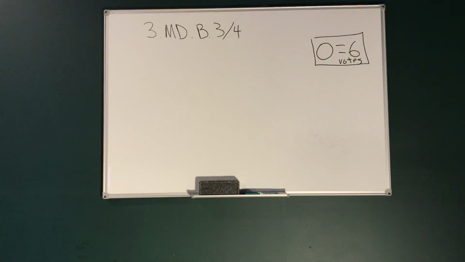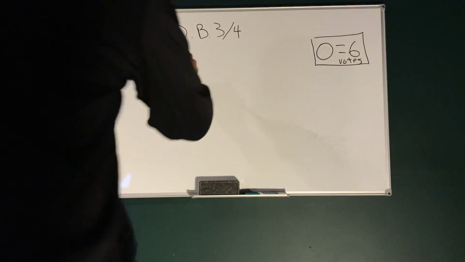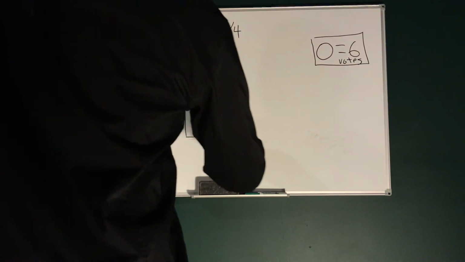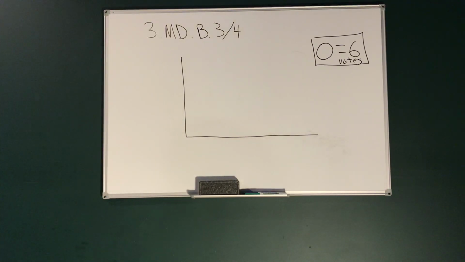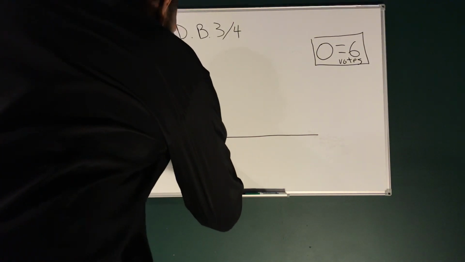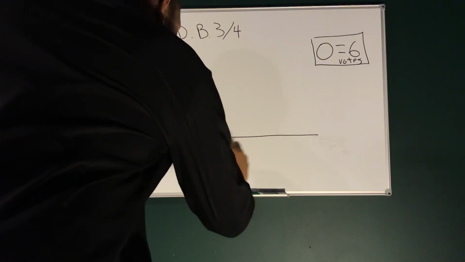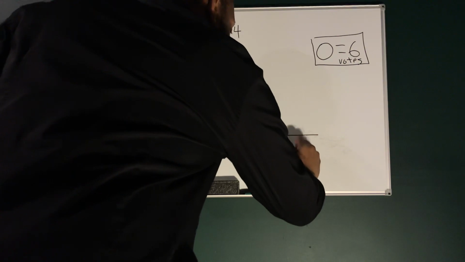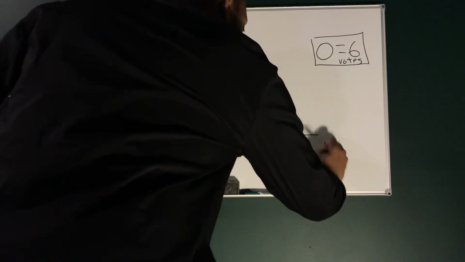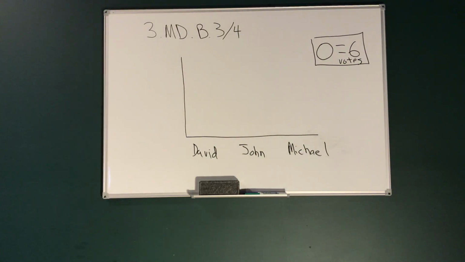And we're going to now break our graph down into some pieces. So here's our graph here. You notice our graph has an x-axis and a y-axis. And we're just going to look at some different things and try to figure out some problems. So let's look at some names. Let's try David, John, and let's say Michael. So we have David, John, and Michael.